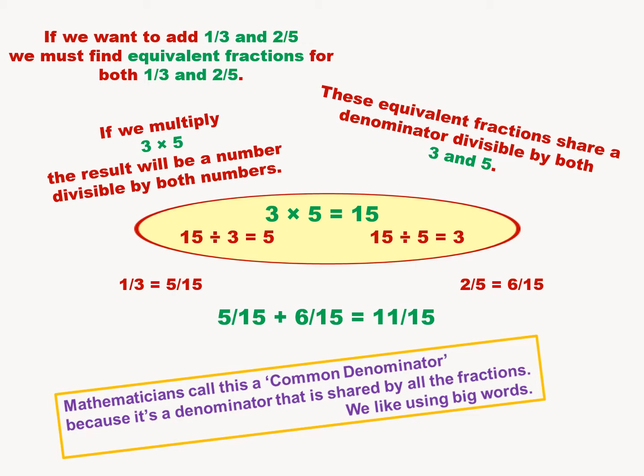1/3 actually equals 5/15, and 2/5 equals 6/15. If we add together 5/15 and 6/15, the result is 11/15. So 1/3 plus 2/5 equals 11/15, and we have our answer.